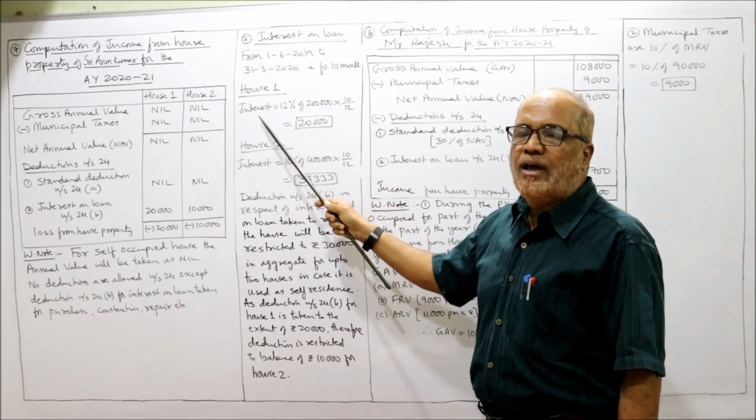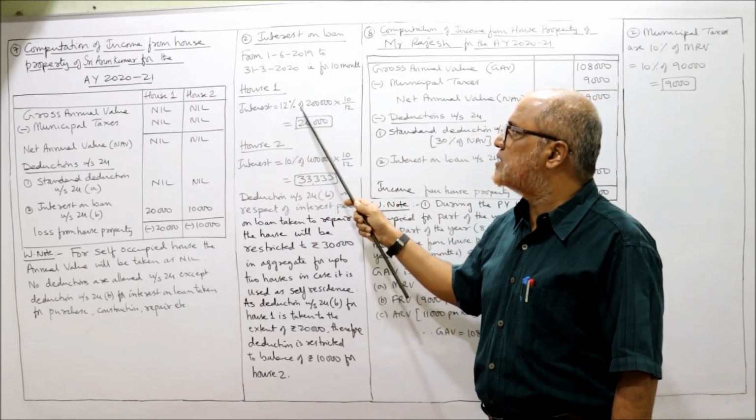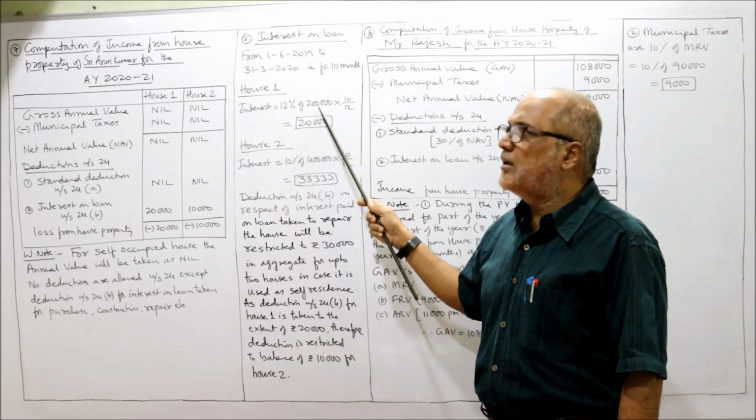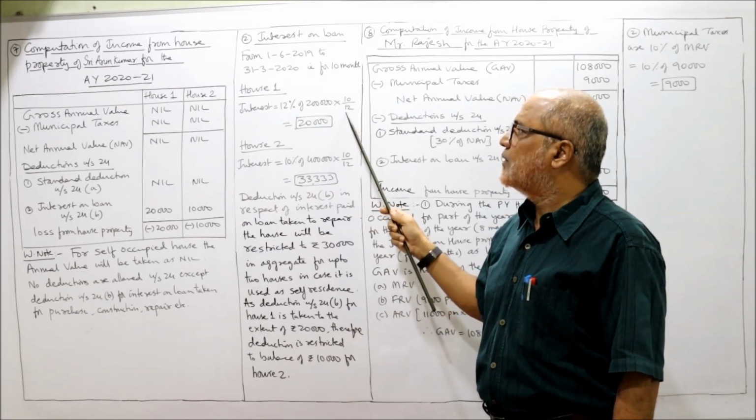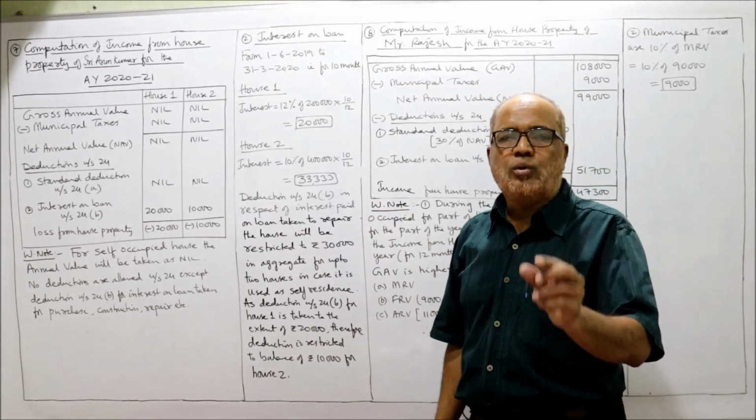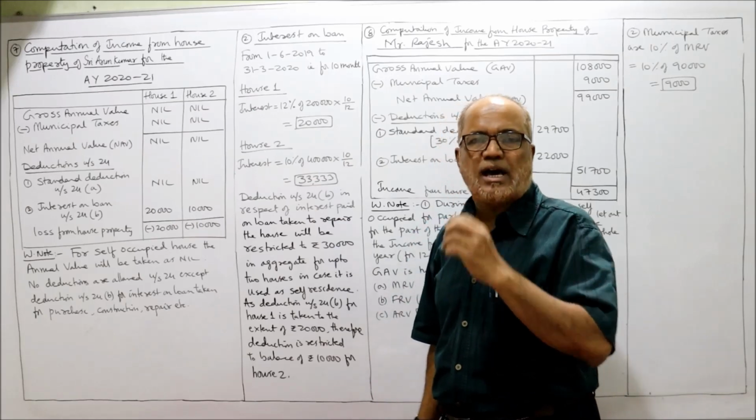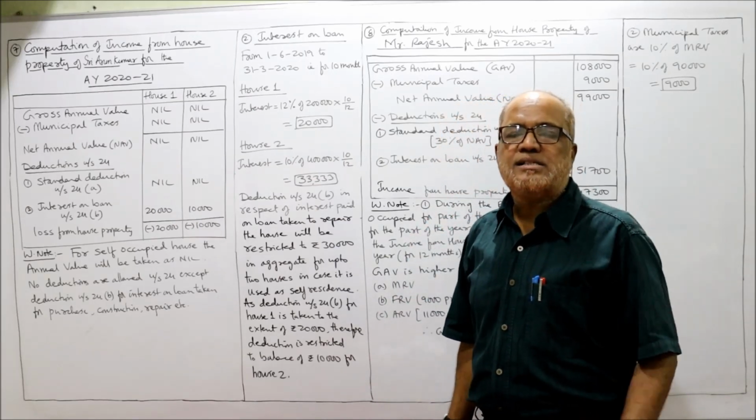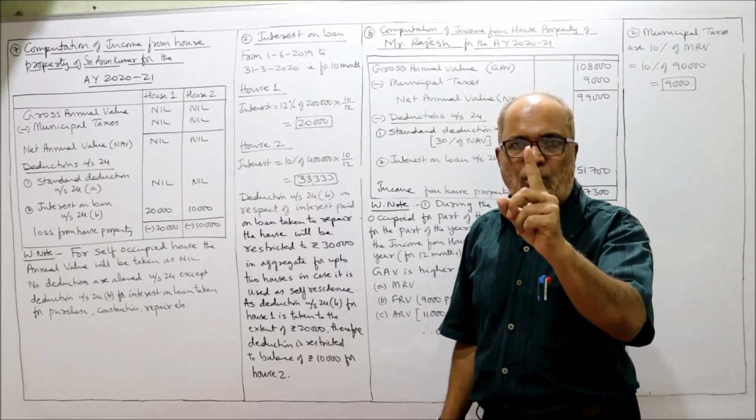House number 1. Rate of interest 12%. Loan amount 2 lakh into 10 by 12. So it comes to 20,000. So 20,000 rupees is the interest allowed under section 24B for house number 1.